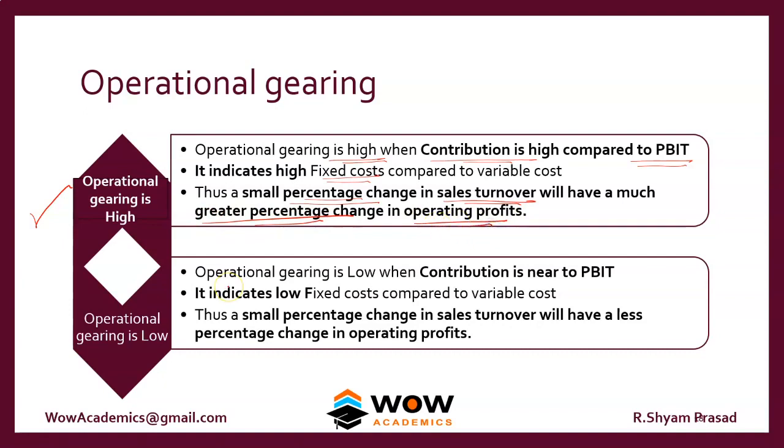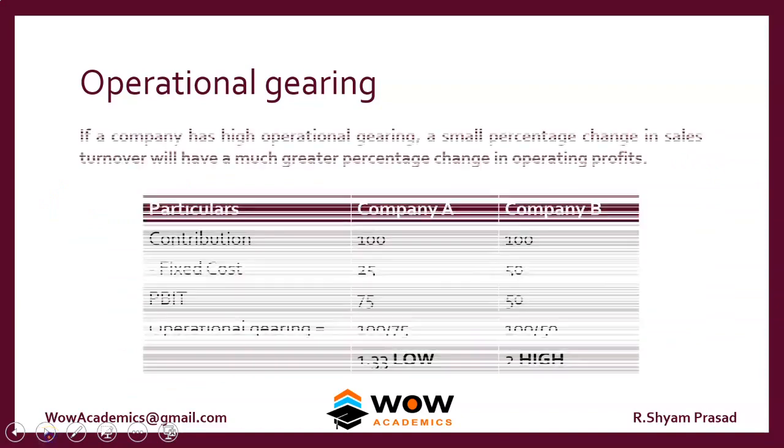So here in lower operational gearing, the contribution and the PBIT will be similar. It indicates lower fixed cost compared to variable cost, and hence a small change in sales turnover will have a less impact on the profit. We'll have an example so that it's easier to understand.